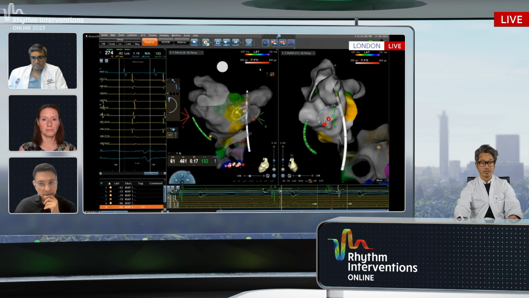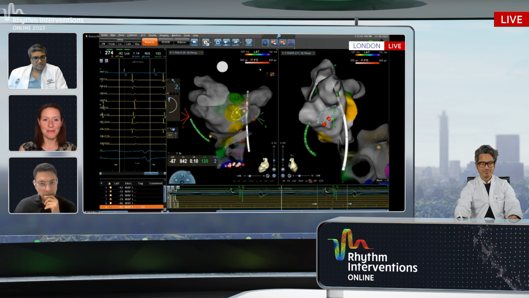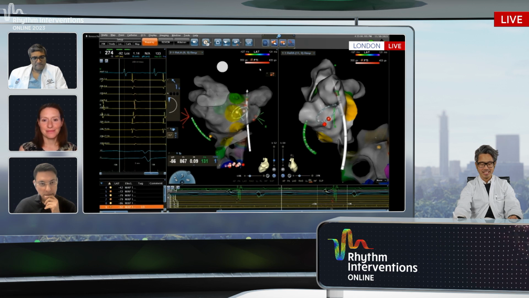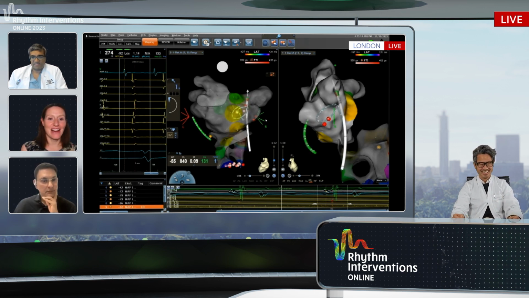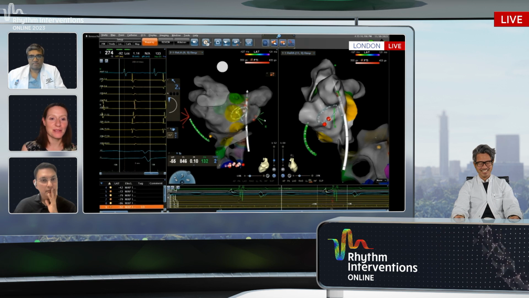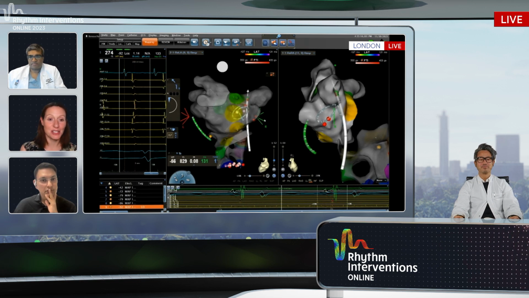Claire, from your workflow, would you ask for anything else? Sorry, was that a question to me? Yeah, would you ask Richard to map more maybe? I would ask him to check the veins in sinus rhythm. I think it does very much depend on the context. Yeah, I think it's worthwhile just rechecking the veins in sinus rhythm, as you've just said, Julian.